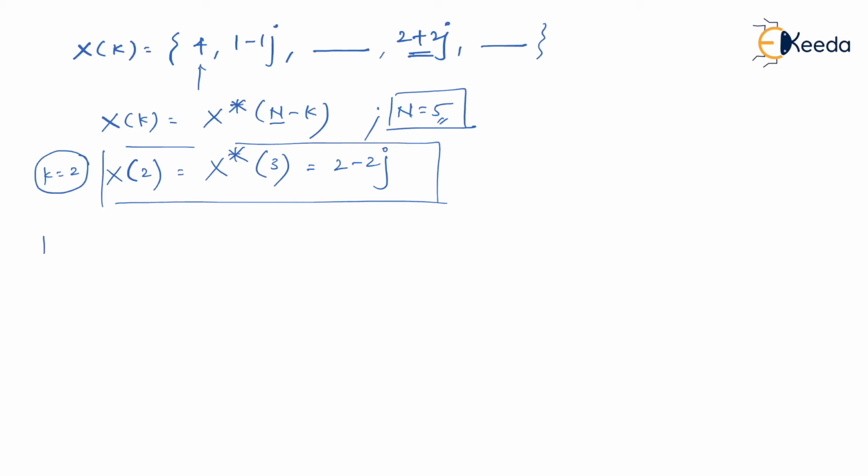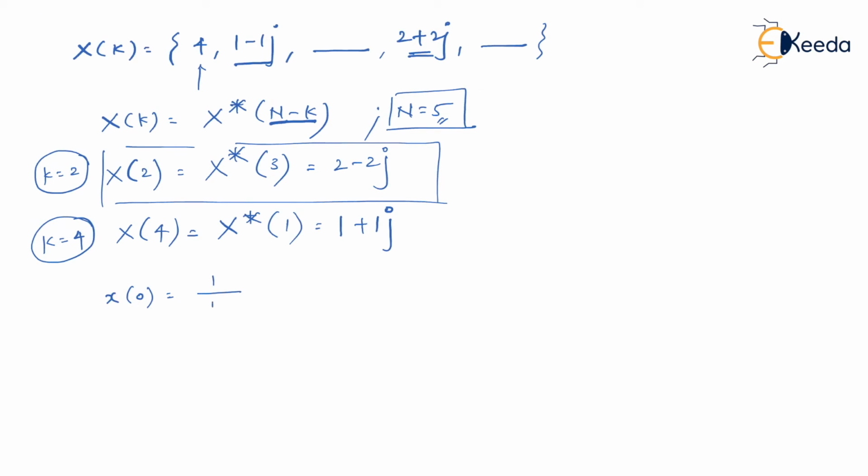One more value is missing, that is x of 4. So let us substitute value of k equal to 4. It becomes x of 4, which is equal to x conjugate of, try to understand, it is N minus k. Value of N is 5, k value is 4. So it is x conjugate of 1, which is known to you. So x of 1 is 1 minus 1j. X conjugate of 1 becomes 1 plus 1j. So you know what? Each and every value of x of k is now known to me. Now let me write central ordinate theorem. What you want is x of 0, which is 1 upon N.